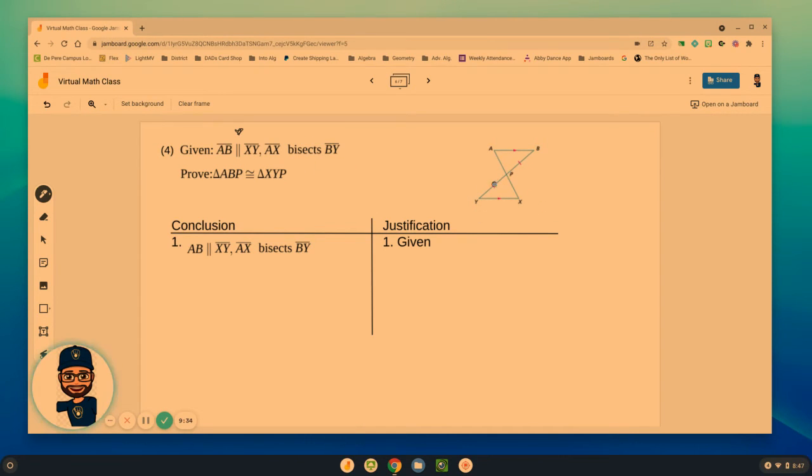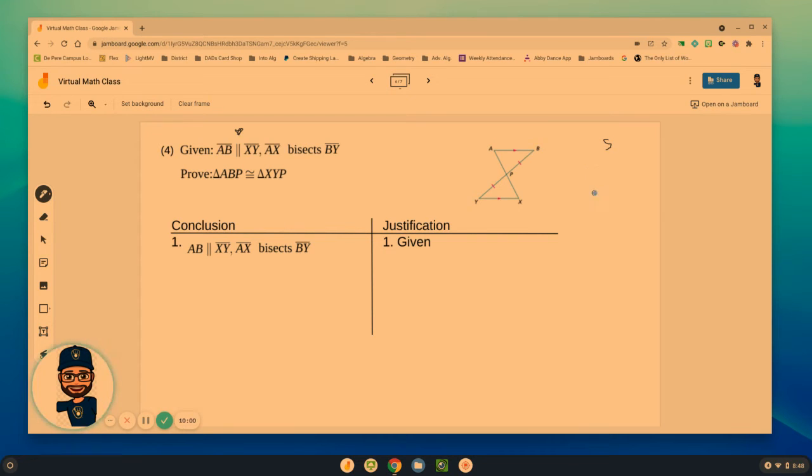And I'm going to focus on this one. AX bisects BY, okay? And when that happens, that means that this segment, they put a red mark there, is congruent to that segment. So it's already given to us that we know that. So we have a side is congruent to a side. That's all we have right now is an S. That's it.